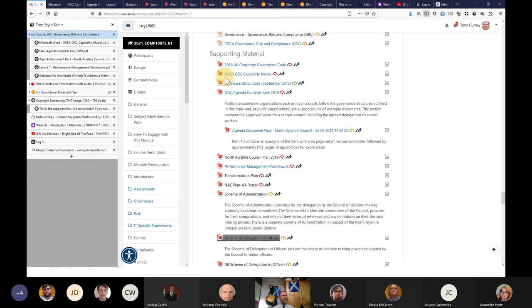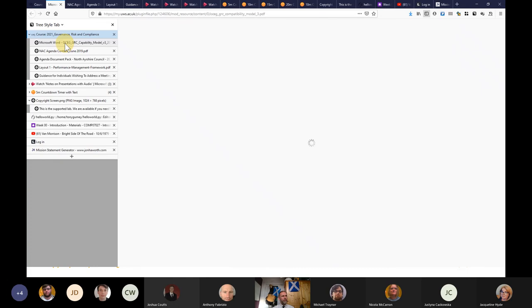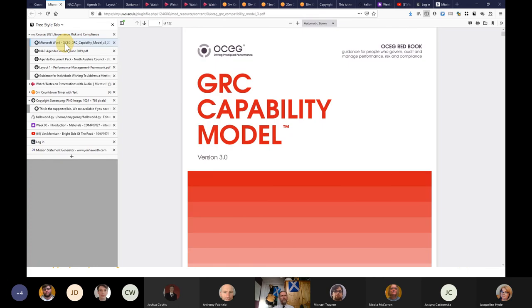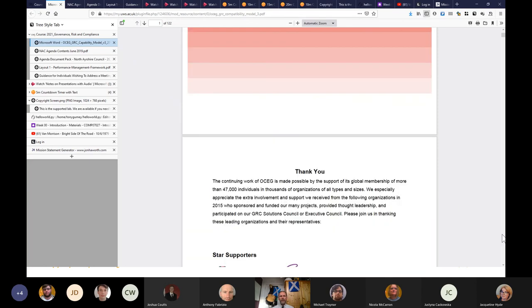There's also this thing here, which I've taken the precaution of downloading before the lecture started, because it's a really big document. And it comes from an organisation called OCEG, and it talks about all of this governance, risk and compliance, and how it should work. So what you've got there is basically a framework for how this organisation thinks it should all fit together.